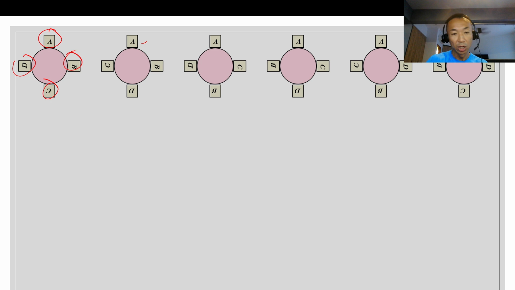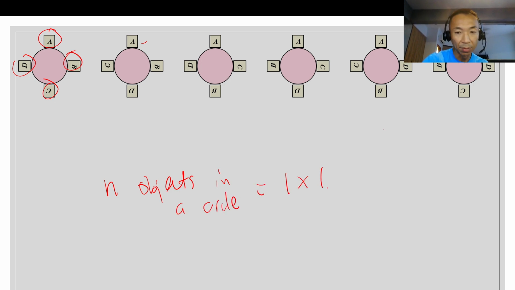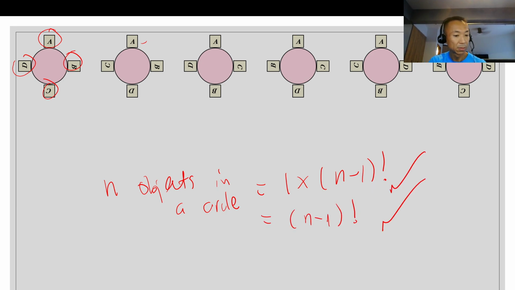So essentially, just remember, if you have n objects in a circle, it's actually 1 times n minus 1 factorial. Some of us may just write n minus 1 factorial. These two are okay. Right, thank you.